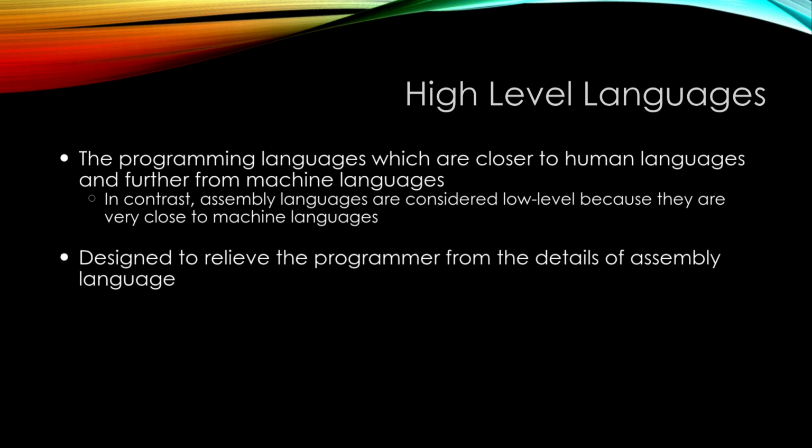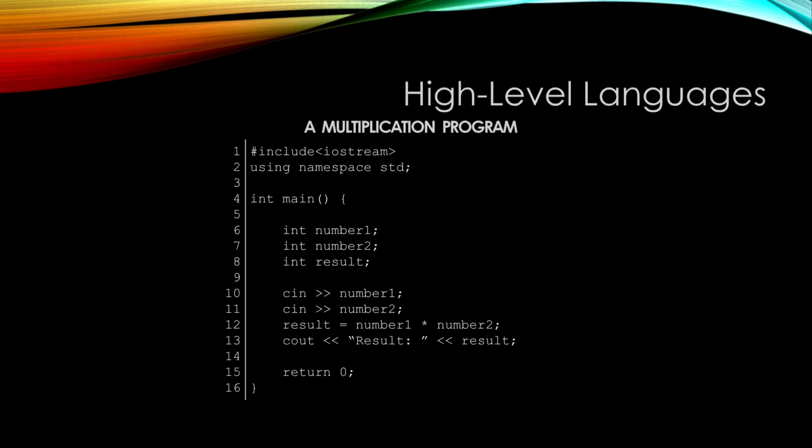High-level languages. These are programming languages which are closer to human languages and further from machine languages. In contrast, assembly languages are considered low-level because they are very close to machine languages. High-level languages are designed to relieve the programmer from the details of assembly language.